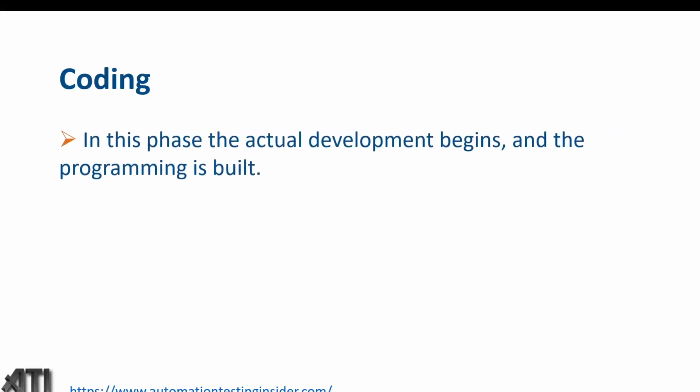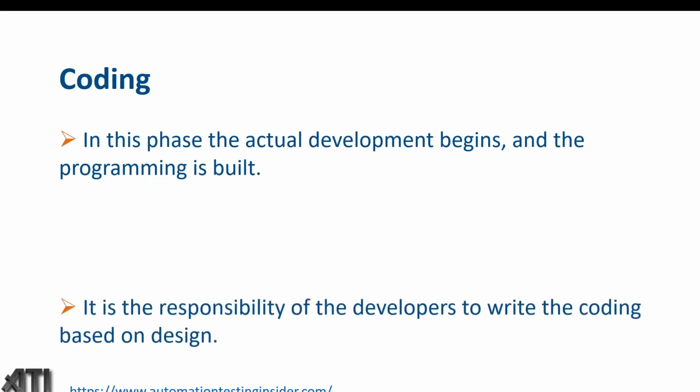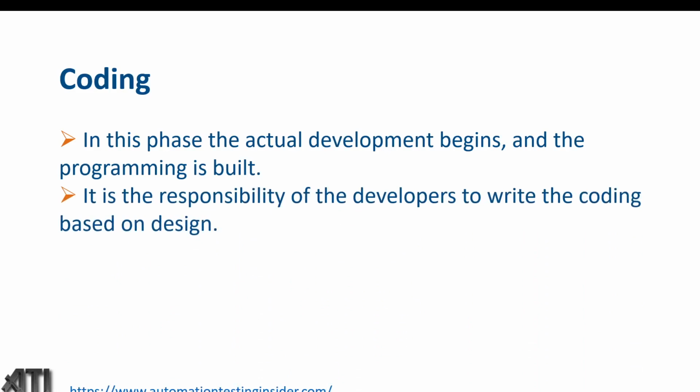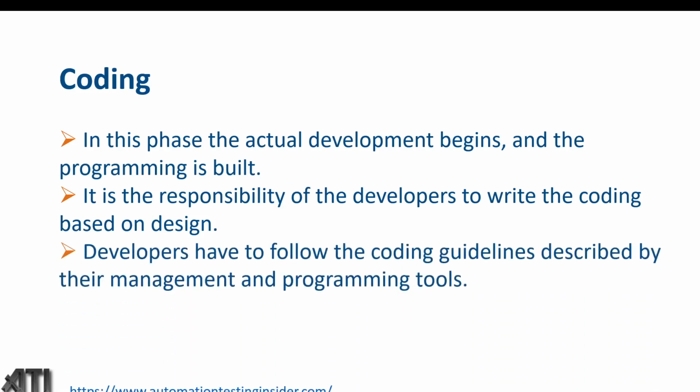Now in coding, developers are involved. In this phase, the actual development begins and the programming is built. It is the responsibility of the developers to write the code based on the design. Whatever the architects designed for the product, based on that it's the developers' responsibility to write the code. Developers have to follow the coding guidelines described by the management and the programming tools.